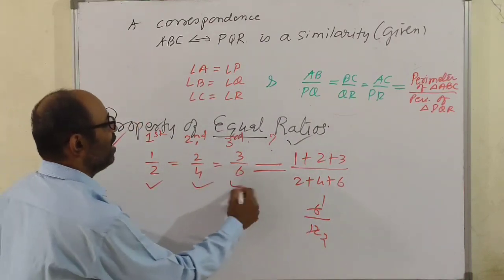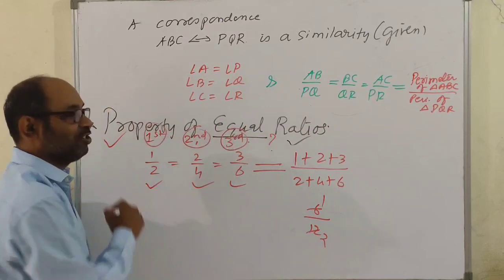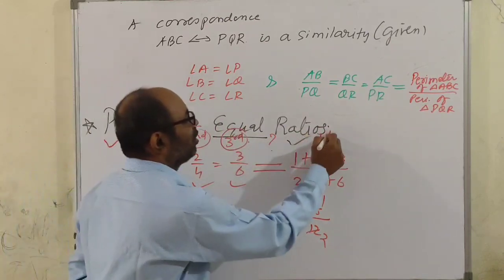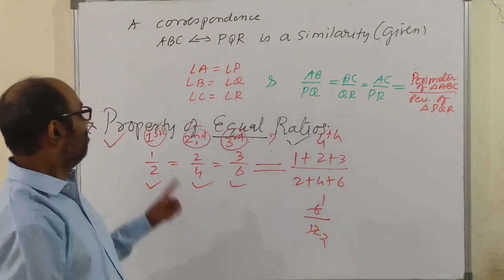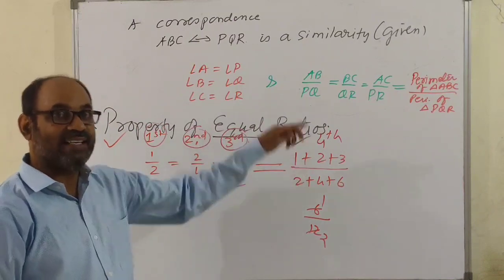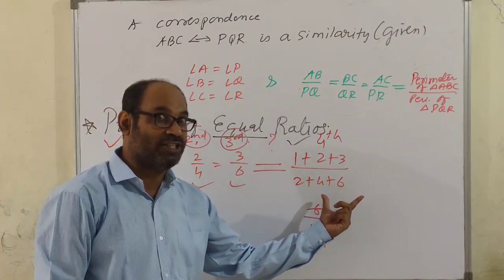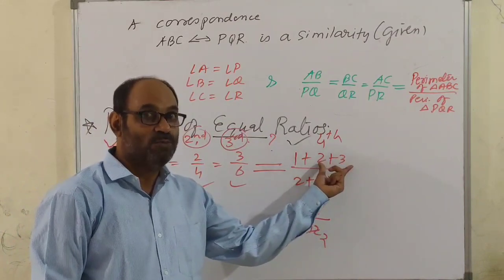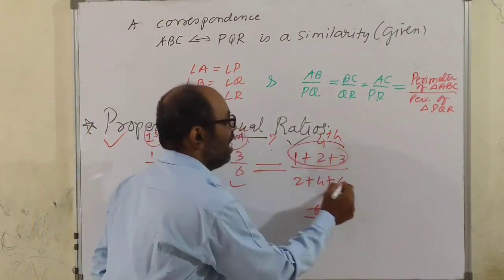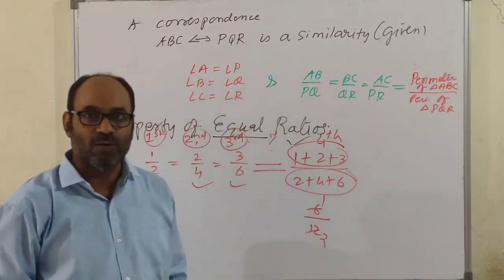You had 1, 2 and 3, three equal ratios. You got the fourth one. How did you get that? By taking sum of numerators upon sum of denominators. How did you produce the fourth ratio? By taking sum of numerators up and sum of denominators down.